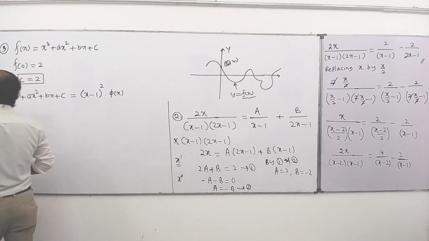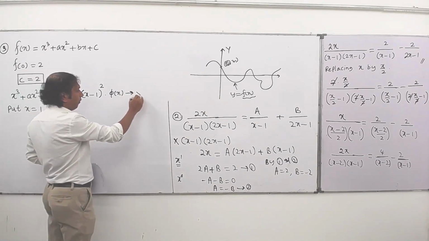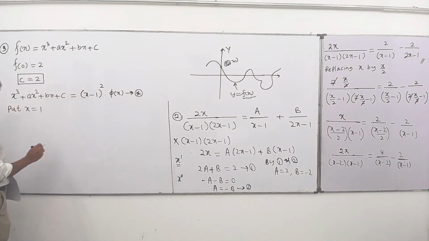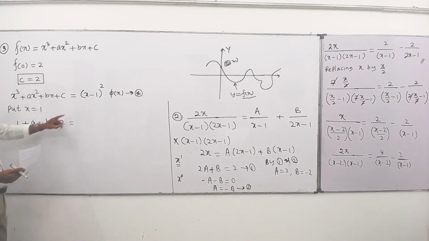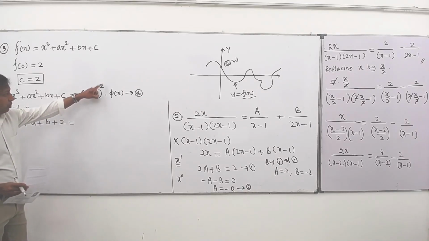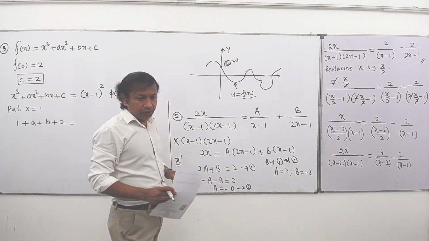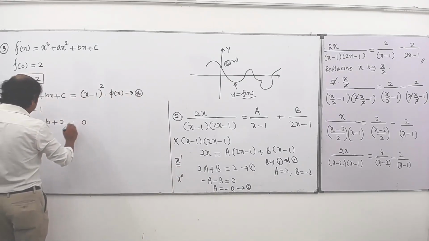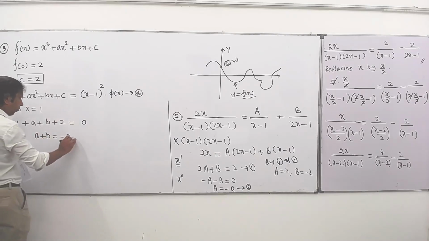Now, we need to find 3 unknowns: a, b, c. c is already known. Then we put x equals 1 here, taking this as star. When you put x equals 1, what do you get? 1 cube is 1, a into 1 squared is a, b into 1 is b, plus c, and c is 2. When you put x equals 1, 1 minus 1 is 0, so whatever the 5x function, 0 multiplied by 5x is 0. Understood? So we get a plus b plus 1 plus 2, that is 3, equals 0. Take it to the right hand side: a plus b equals minus 3. Equation number 1.